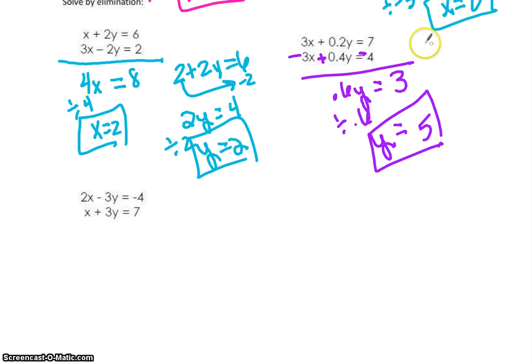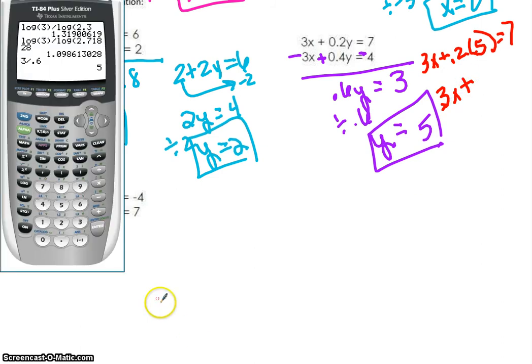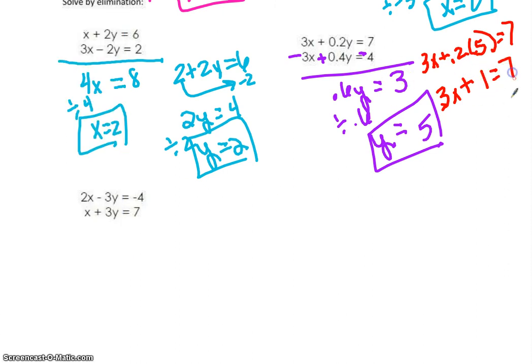I'm going to go to the first one. So we're going to say 3x plus 0.2 times 5 equals 7. If you say 0.2 times 5, you will get 1 equals 7. You're going to subtract your 1. 3x is equal to 6. You're going to divide by 3, and you get x equals 2.